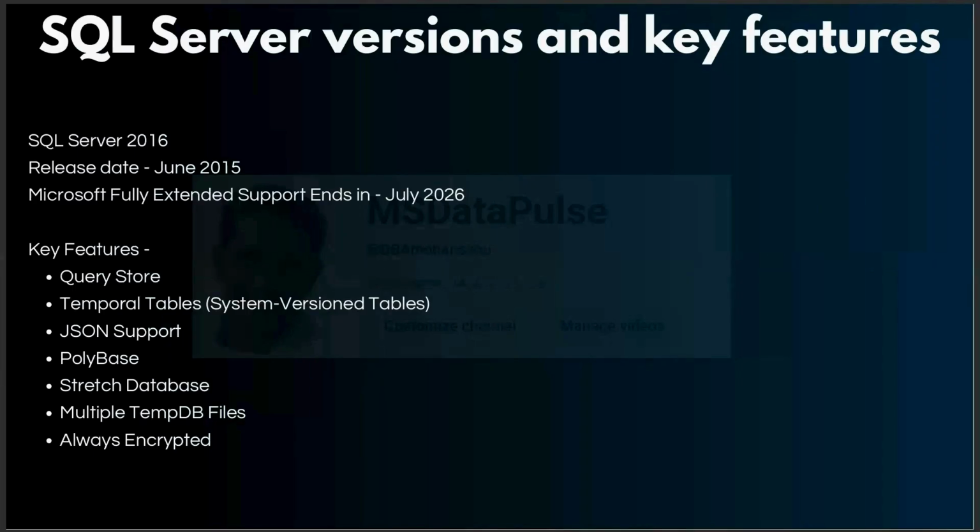Next is Always Encrypted. Always Encrypted keeps sensitive column data encrypted at all times. Even the DBA and sysadmin cannot see that. It also keeps the sensitive column encrypted during backups and network transit. Client apps encrypt and decrypt using keys stored outside SQL Server.